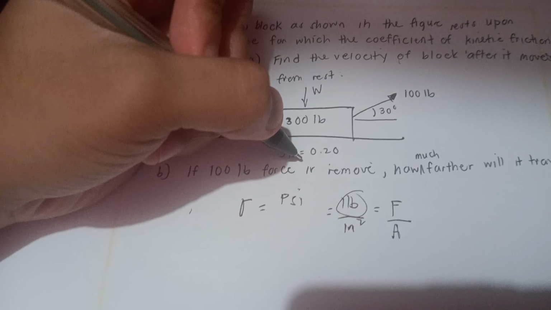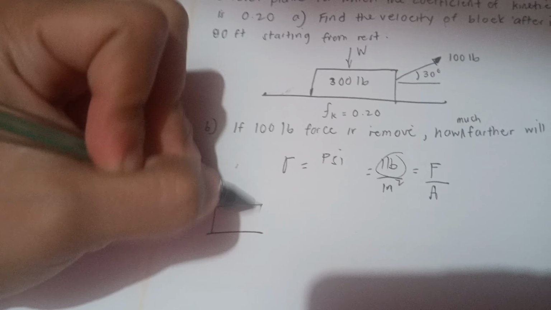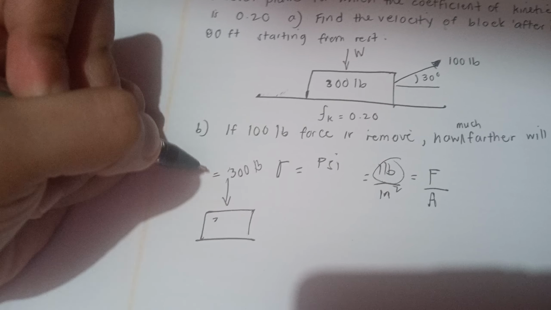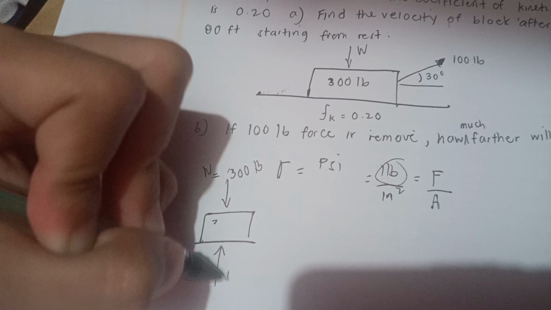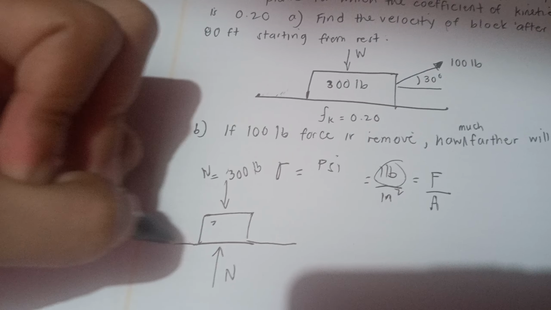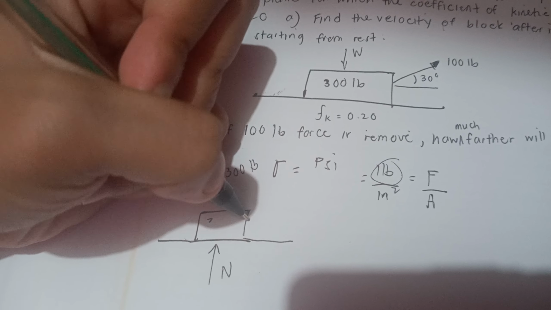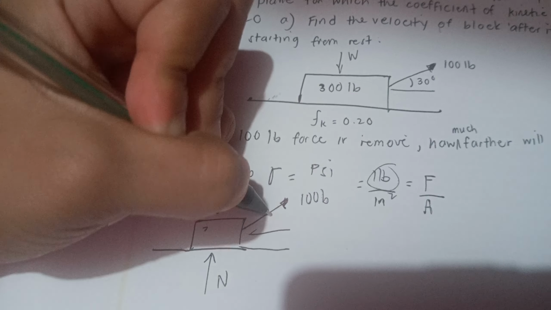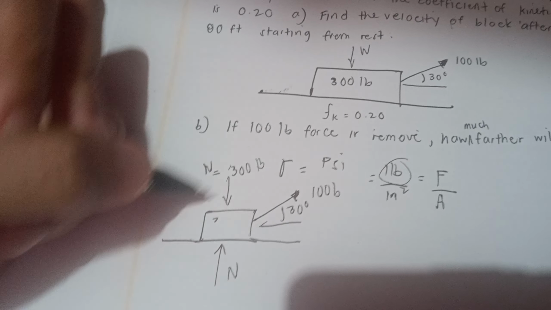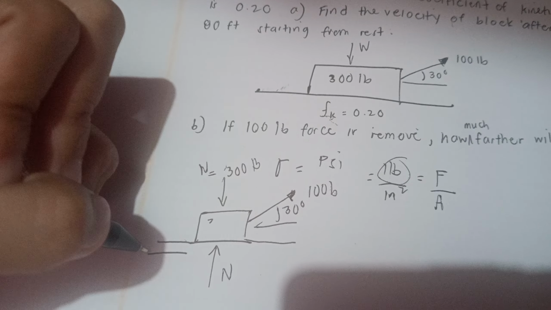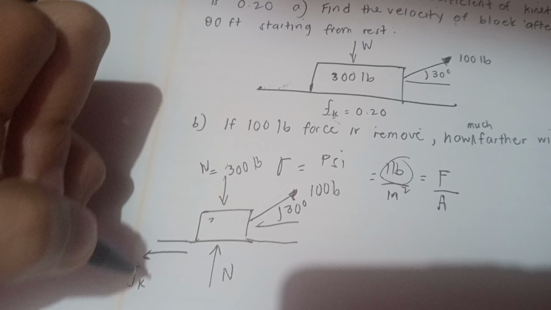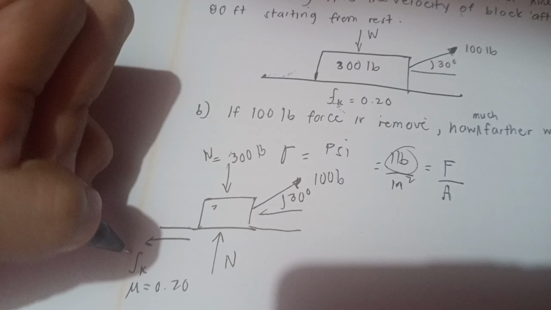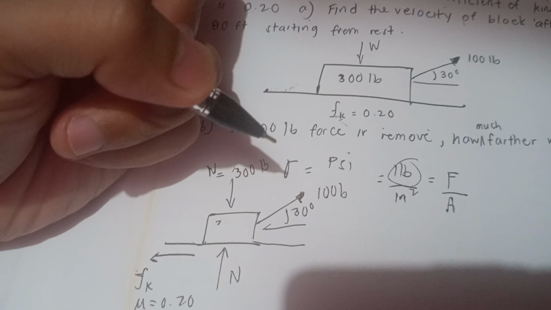So, kung may weight, drawing muna natin. Ito yung downward, 300 pounds na weight. At syempre, kung may weight, meron ding normal force, dahil hindi naman siya naka-incline surface. Then, meron tayong 100 pounds na force, tapos may angle na 30 degrees. Ano pa ba meron? Meron tayong kinetic friction, kaya ang mu natin is 0.20.